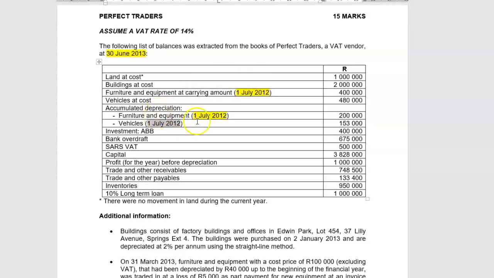We also have accumulated depreciation as at the beginning of the year. So therefore we can work out what was the cost price of that at the beginning of the year, being 600,000. Then accumulated depreciation on vehicles as at the beginning of the year. Investments, bank overdrafts, SARS, capital, profit for the year before depreciation, trade and other receivables, trade and other payables, inventories, and 10% long-term loan.